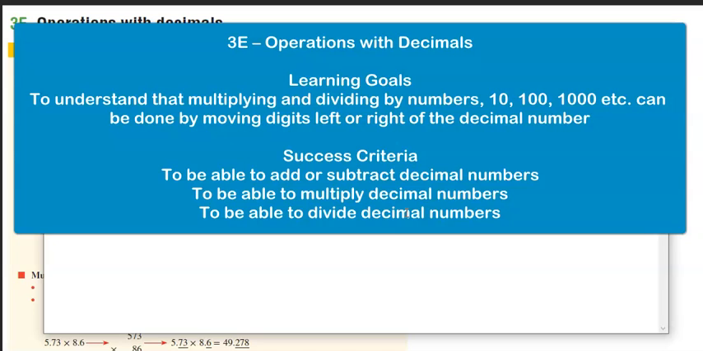The learning goal for this one is to understand that multiplying and dividing numbers by 10, 100, or 1000, etc. can be done by moving digits to the left or right of the decimal point. The success criteria for this one is to be able to add or subtract decimal numbers, to be able to multiply decimal numbers, and to be able to divide decimal numbers.